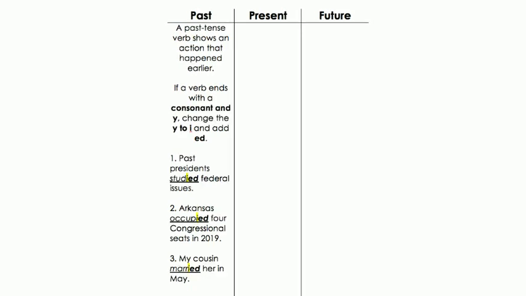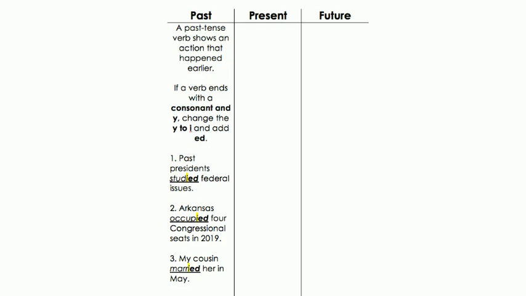Now, you've heard this ending rule before. If a word ends with a consonant and Y, change the Y to I. And if you want to make it past tense, you add ed. So if a verb ends with a consonant and Y, change the Y to I and add ed.